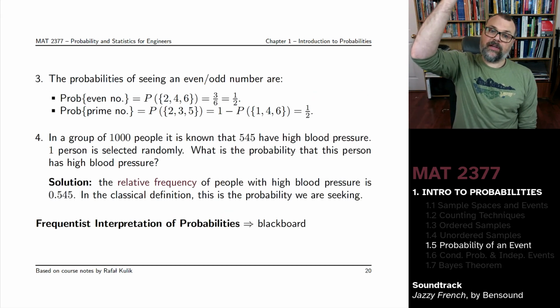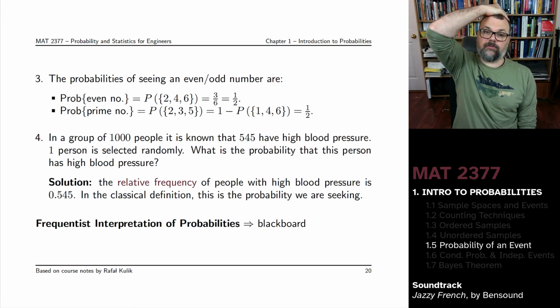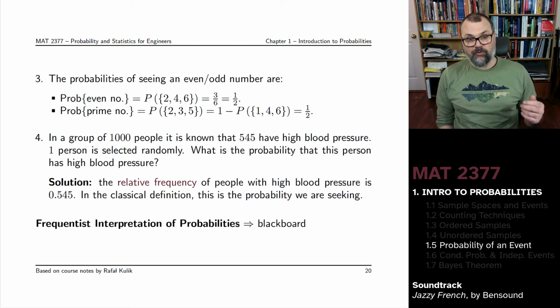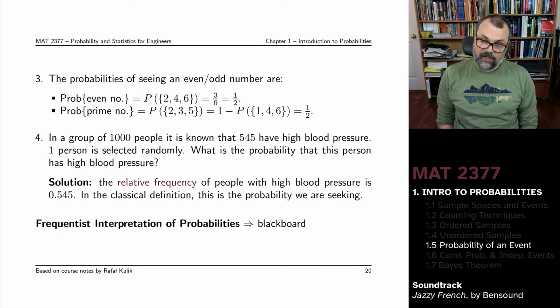Well, what's the probability then of seeing an even or an odd number? Well, if you look at the event, the outcome of the experiment is an even number, there's 3 outcomes that correspond to that. Outcomes 2, 4, and 6. There's 3 of them, divided by the total number of outcomes, 6. That means 50%, 1 over 2.